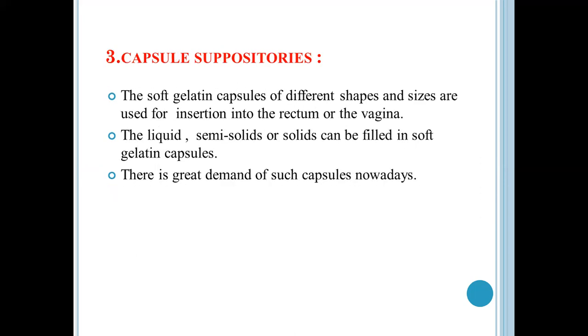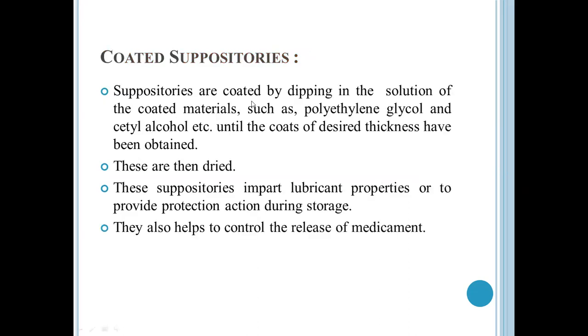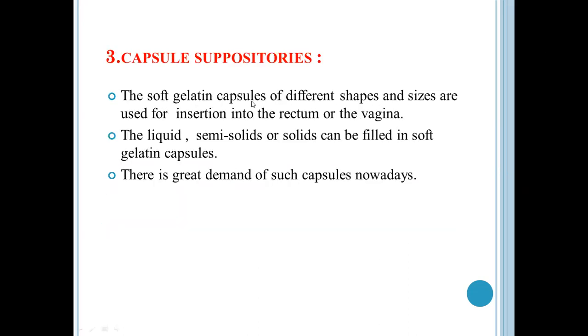The next one is capsule suppositories. Soft gelatin capsules of different shapes and sizes are used for insertion into the rectum or the vagina. Means capsule suppositories are made in the form of soft gelatin capsules. How many types of capsules? Two types: hard gelatin and soft gelatin. And also newer types of capsules, which you saw in the practical session of capsules. It was told to you in the practical.